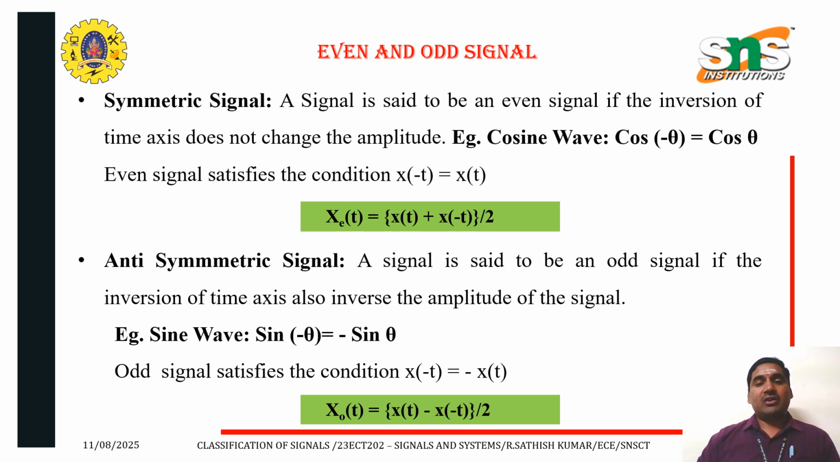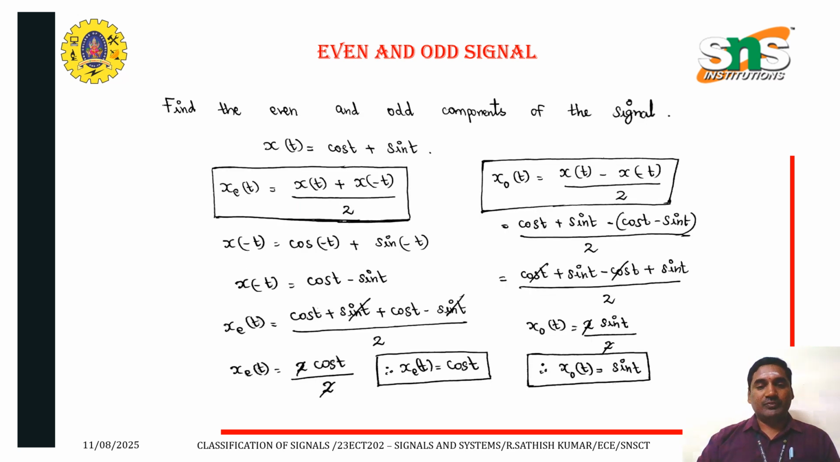What is meant by an odd signal? If the inversion of the time axis also inverts the amplitude of the signal. Example, sine wave: sin(-θ) = -sin θ. An odd signal satisfies the condition x(-t) = -x(t). x_odd(t) = [x(t) - x(-t)] / 2.